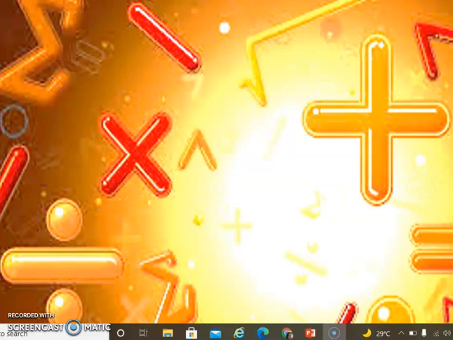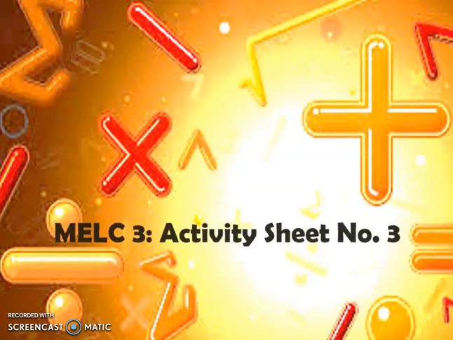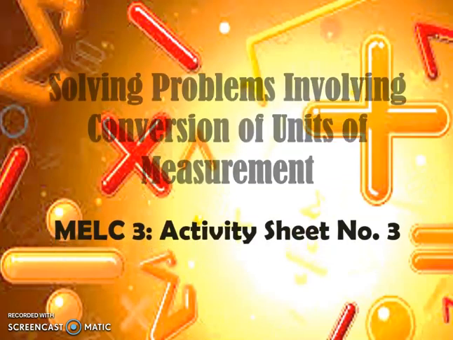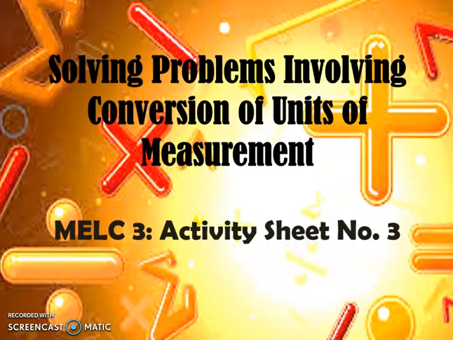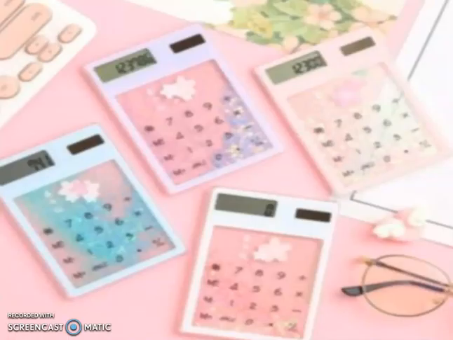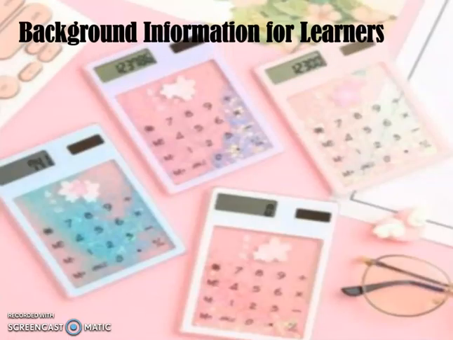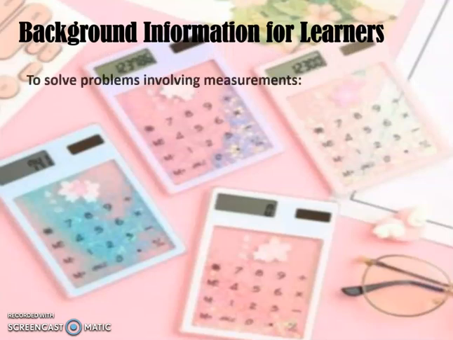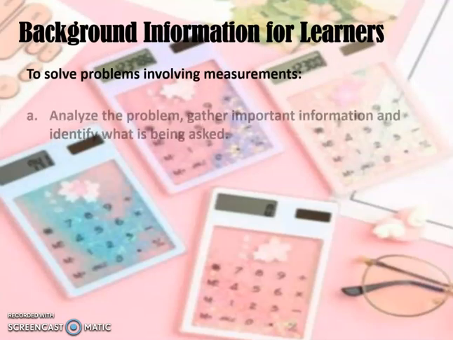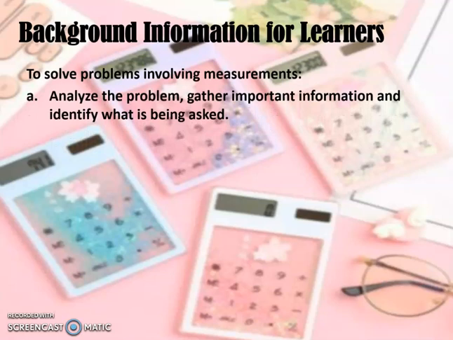Hi everyone, today we are going to discuss MELC 3, activity sheet number 3, which is solving problems involving conversion of units of measurement. So let's have first the background information for learners. To solve problems involving measurement, letter A, analyze the problem, gather important information, and identify what is being asked.